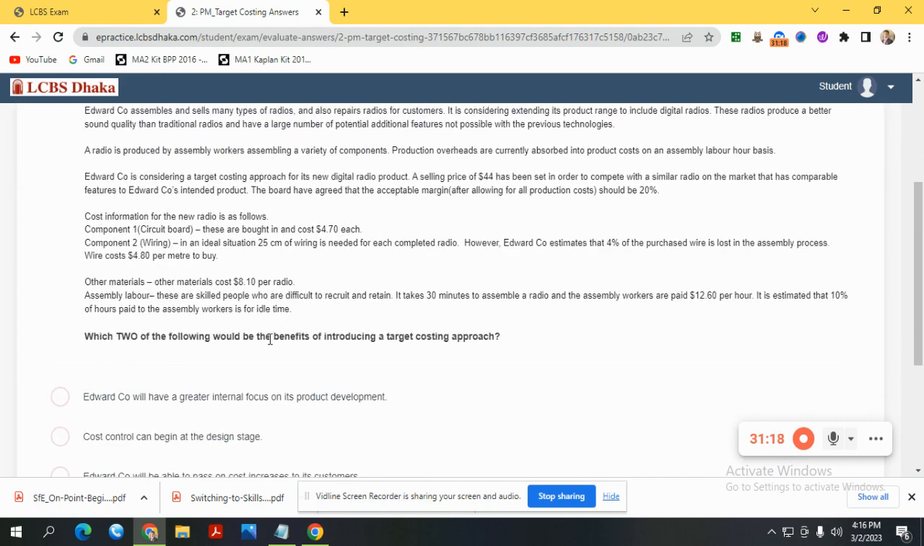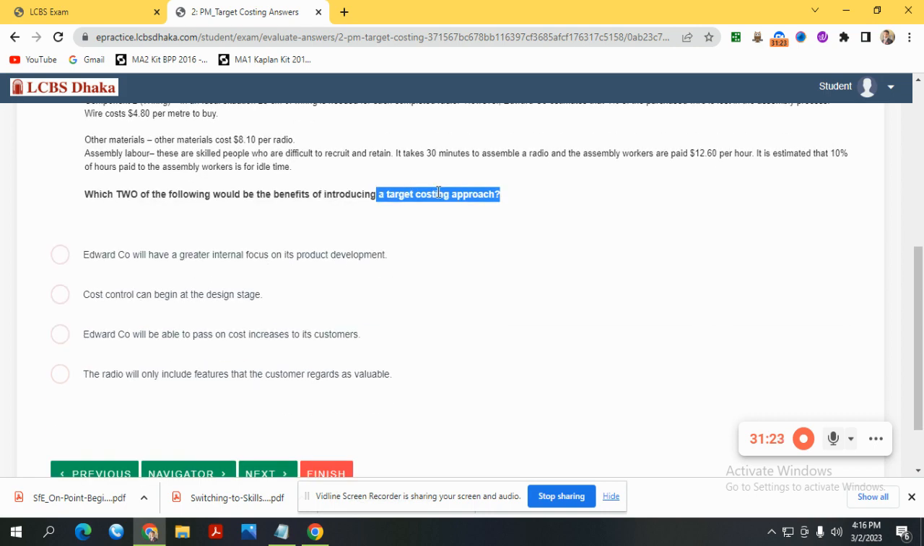Our last question, which two of the following would be benefits of introducing a target costing approach? Edward Co will have a greater internal focus on its product development. Internal focus, target costing, it could be a valid option, but let's see if there's a better option or not. Cost control can begin at the design stage. No, this is a feature of life cycle costing. So under target costing it is not an advantage.